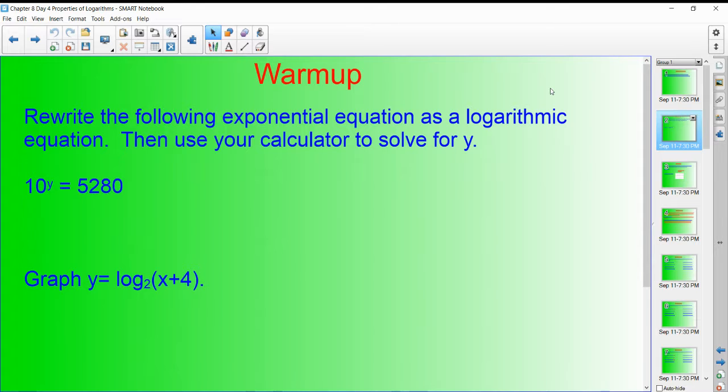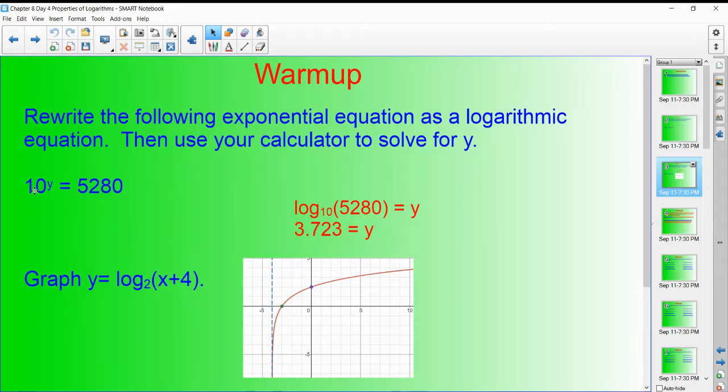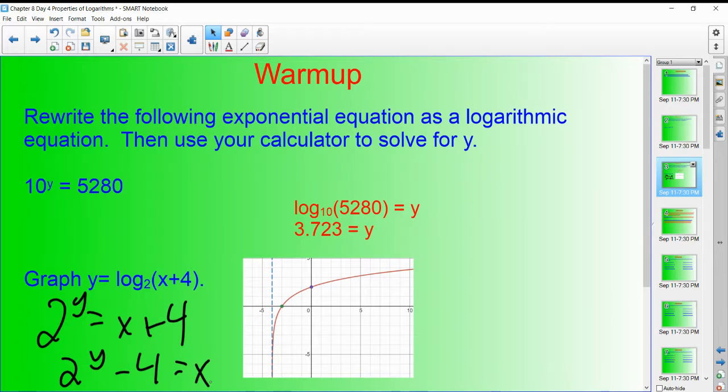Okay, so hopefully you tried it out. It wasn't too much trouble for you. This one had a base of 10, the top one, so log base 10 of 5,280 equals y. We can put base 10 into our calculator, so we just do log of 5280, and we get about 3.723. And the second one, we can convert to 2 to the y equals x plus 4, or we could do 2 to the y minus 4 equals x.